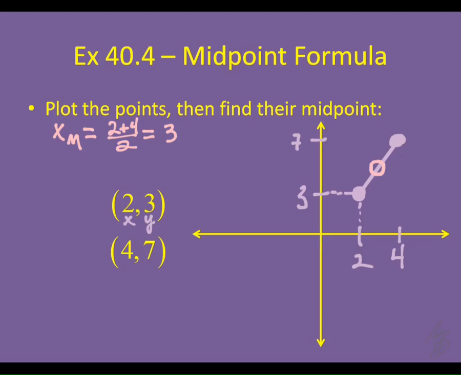Who can help me find the average of the y's to find the y-coordinate of the midpoint? Jake? 3 plus 7, divided by 2. Which is? 5. Okay. So that means that the coordinates of the midpoint, I'm going to call it capital M. Remember, we use capital letters for points. The coordinates of the midpoint will be what?